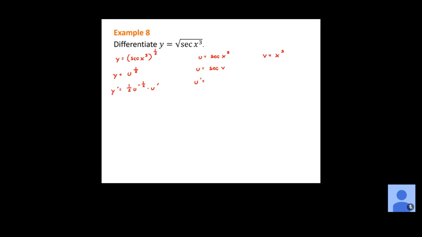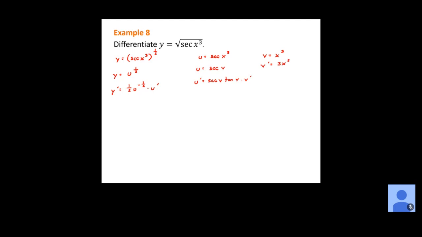Good. This is the secant tangent one, right? So this is going to be secant v, tangent v. But again, it's a chain rule, so just don't forget, we also need to multiply that by v prime now. Well, what is v prime going to be equal to this time? 3x squared. Good.